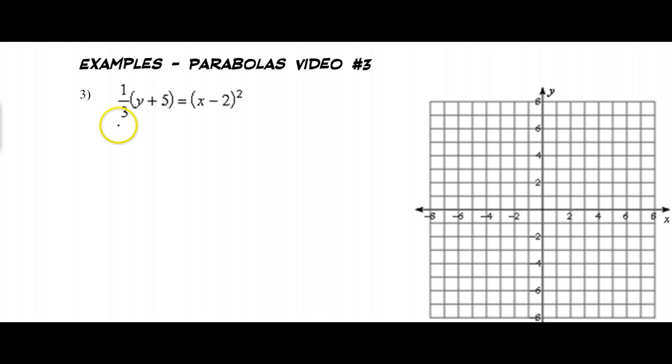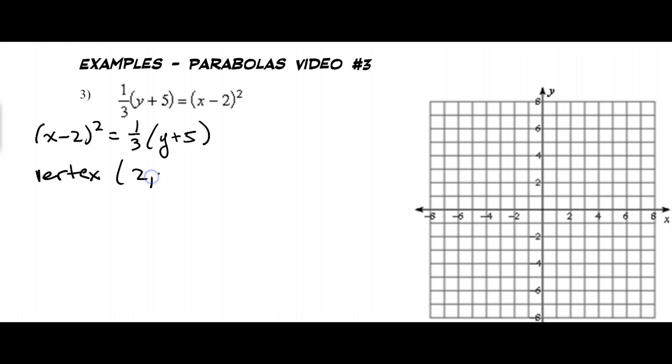So if you'll notice here, we're given the squared term on the right hand side, and I prefer it on the left hand side. So my first step here is I'm just going to rewrite my standard form to x minus 2 squared is equal to 1/3 times y plus 5. Okay, and again, from the standard form, I can find the vertex. So I've got 2, -5.